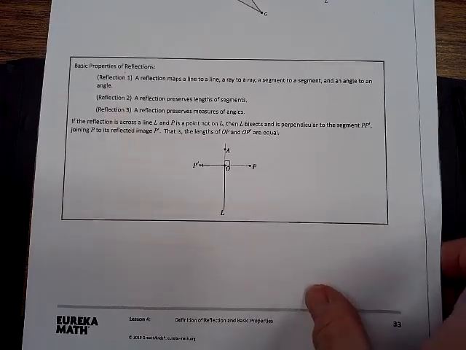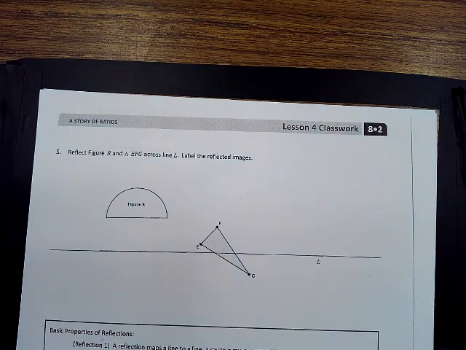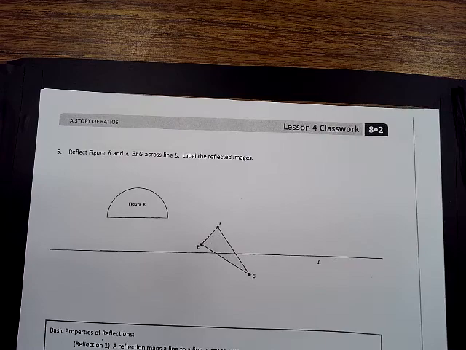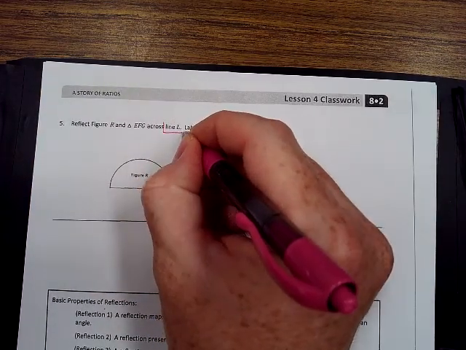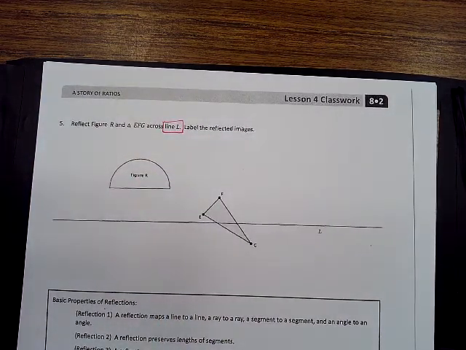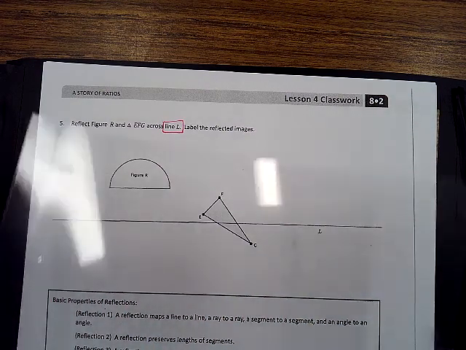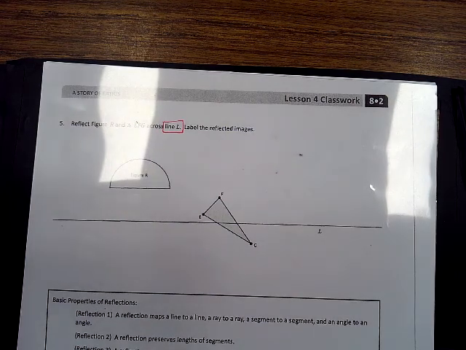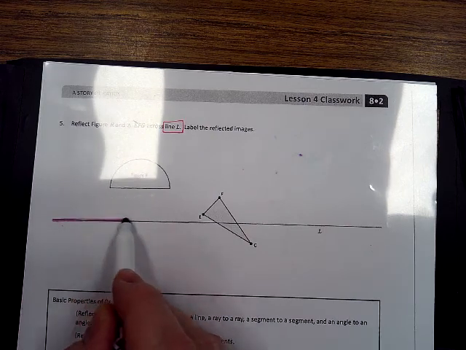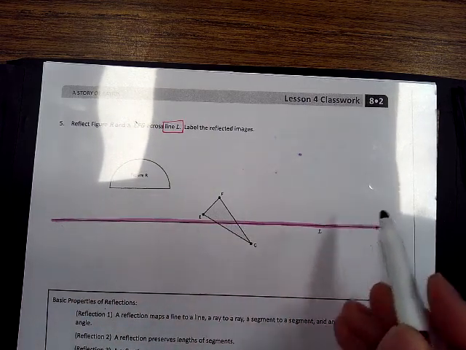Looking at number 5 now on page 33. Reflect figure R and triangle EFG across line L. So our rule for this one, our line of reflection is line L. So we're going to reflect it and then label it. So we are flipping over line L. So let me get my transparency, which again, I cleaned off without you when you weren't looking. I'm going to label my line of reflection first, because that is where I'm flipping.